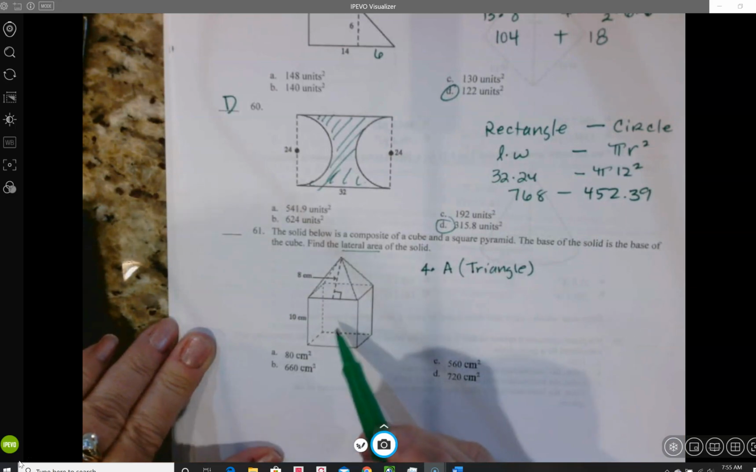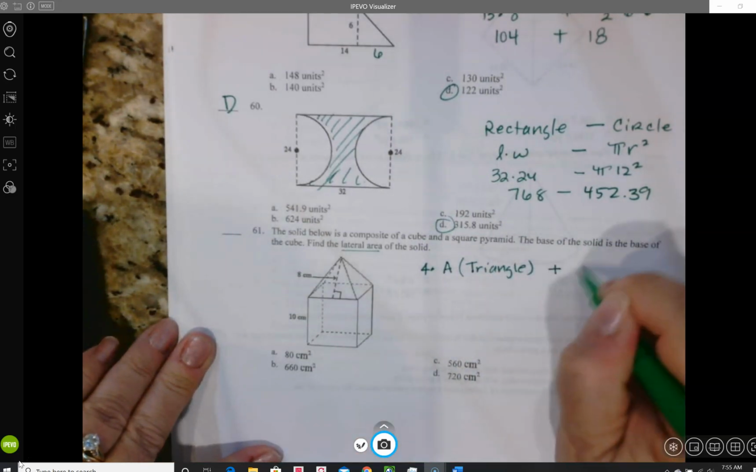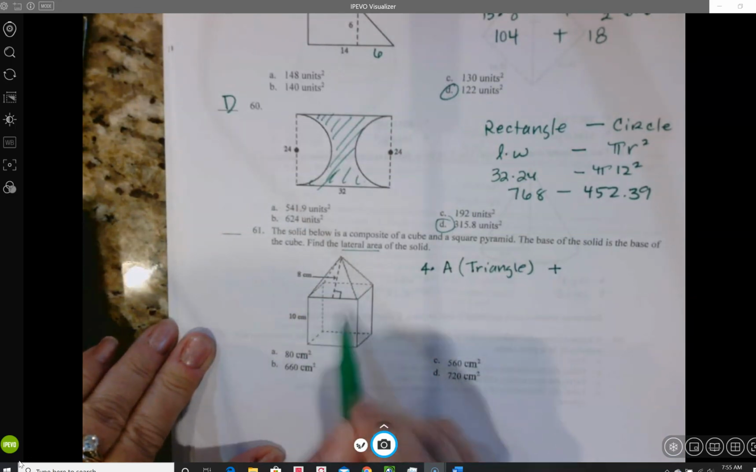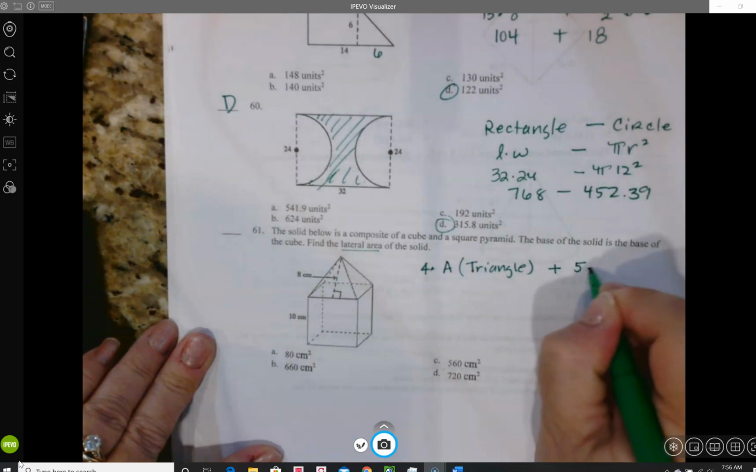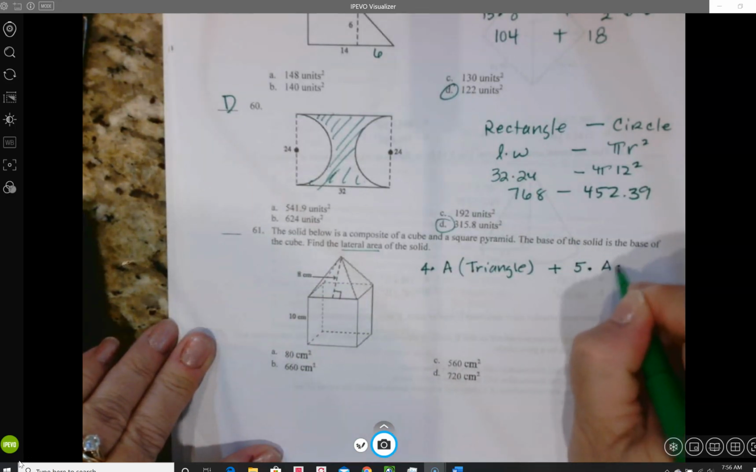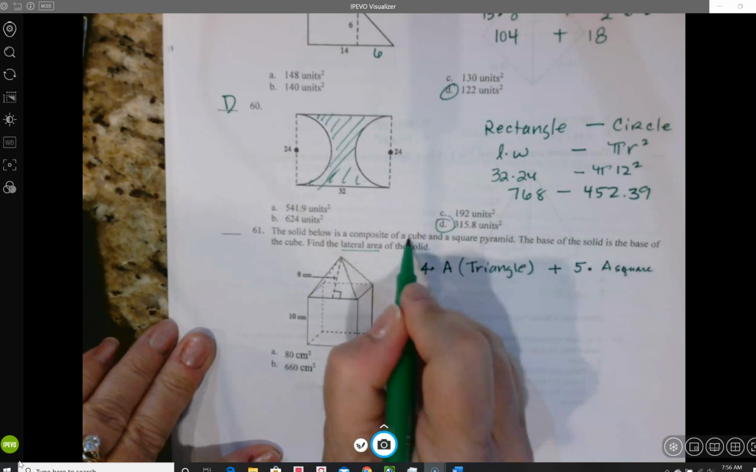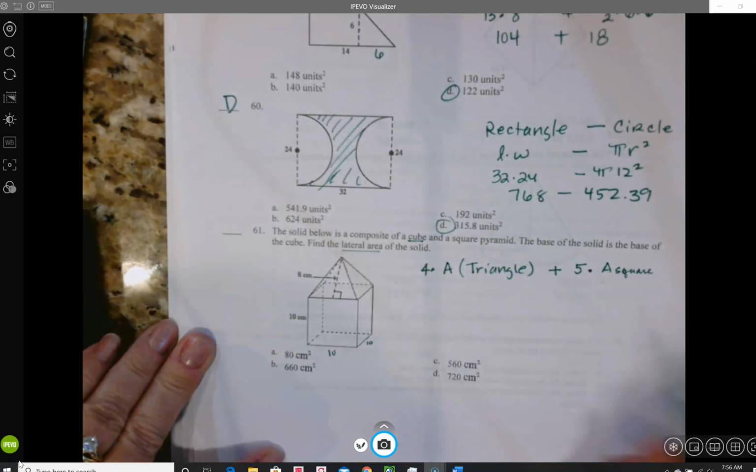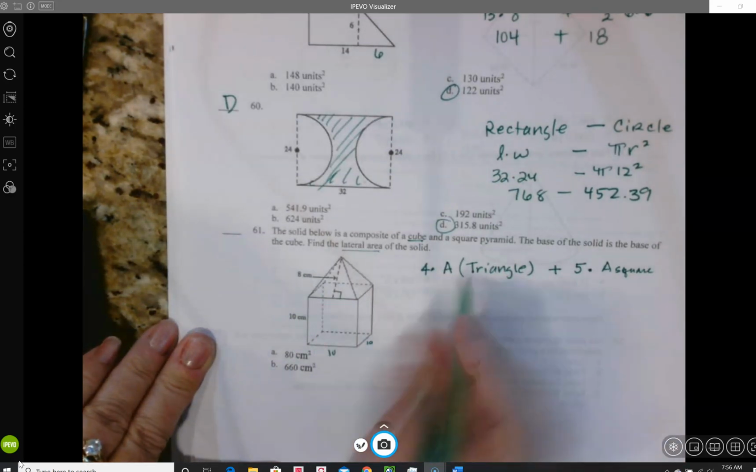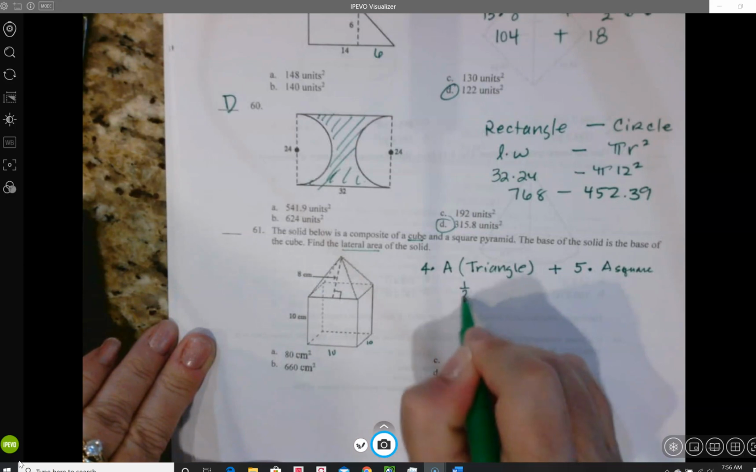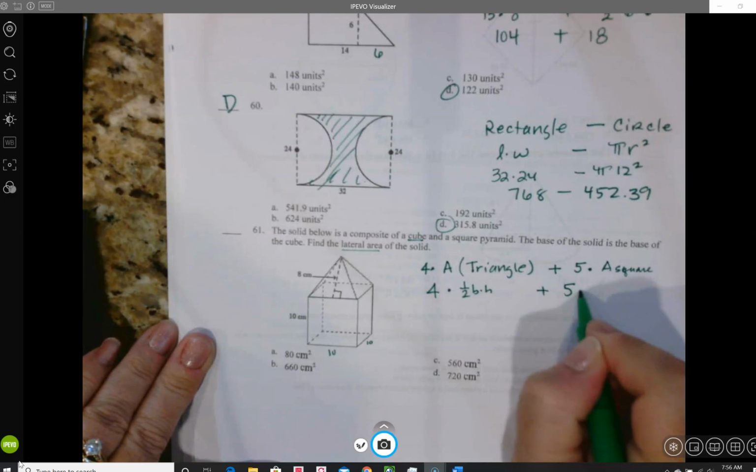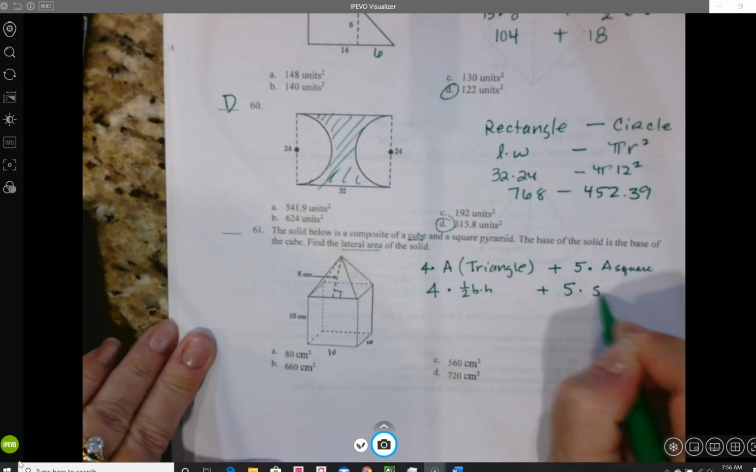And then I've got the faces of my cube, so I'm going to add, and I have all of them except the top. So I have the 4 sides plus the bottom. So I'm going to take 5 times the area of this square. It says it's a cube, so that means I have 10, 10, and 10. So my triangle is going to be 1/2 base times height, and I'm going to have 4 of those. And I have 5 of my side times side, or s squared.